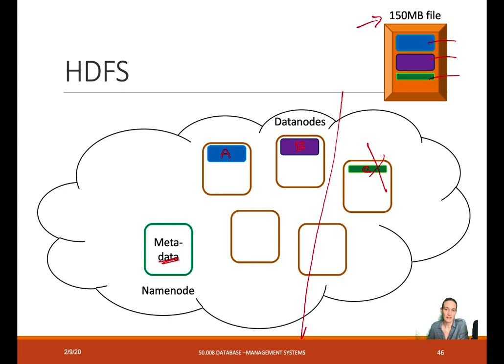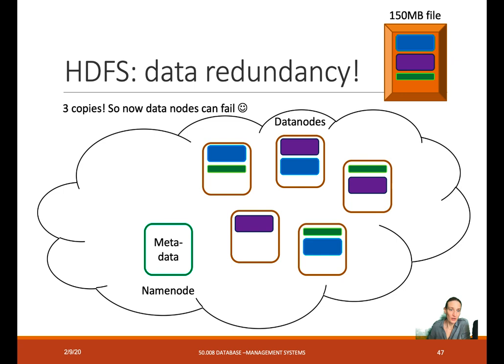So, what do we do about this? Hadoop has a solution. We do data redundancy, meaning of our 150 megabyte file, this A block, we are going to store it three times on three different nodes. Same with the B block and the C block.